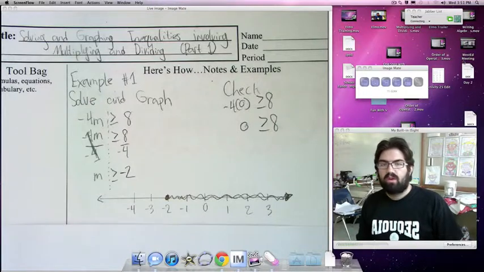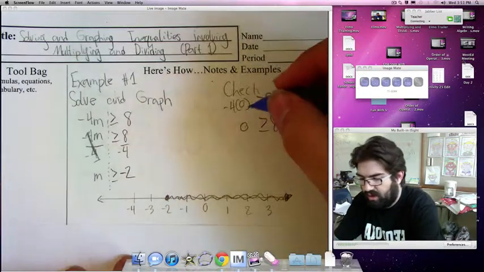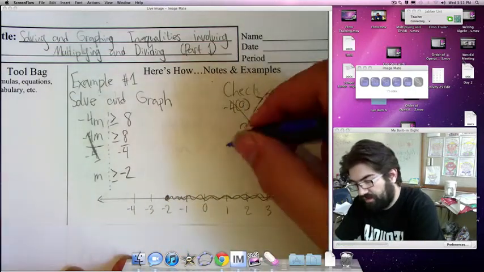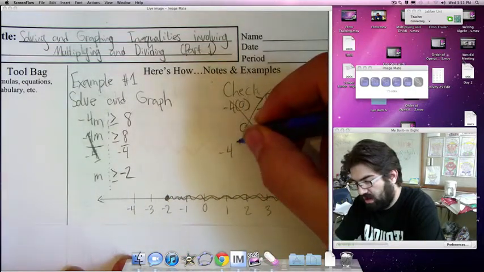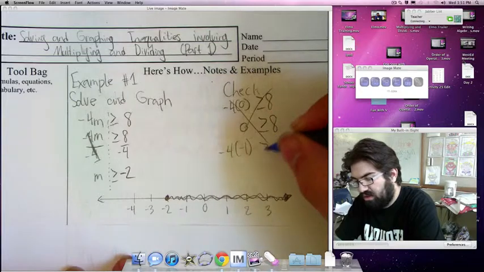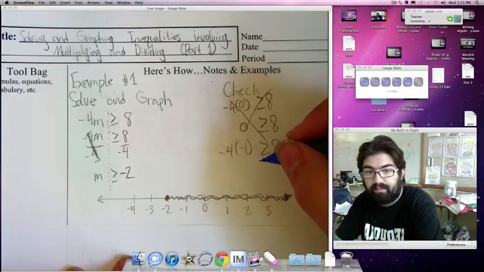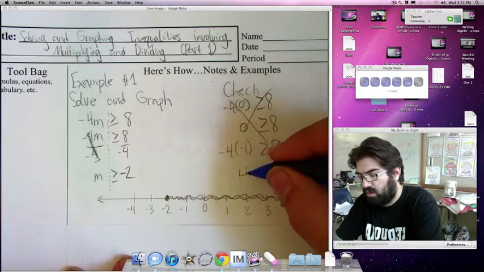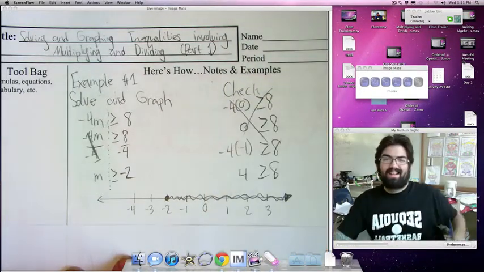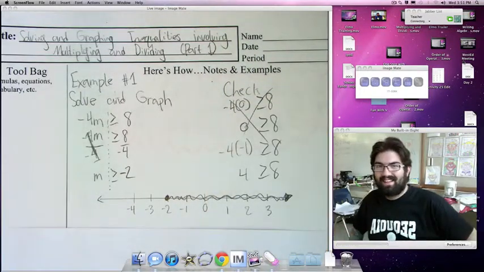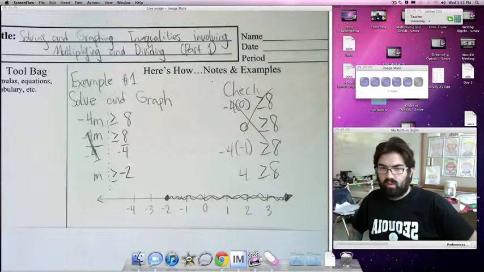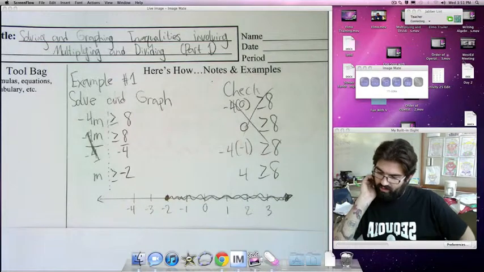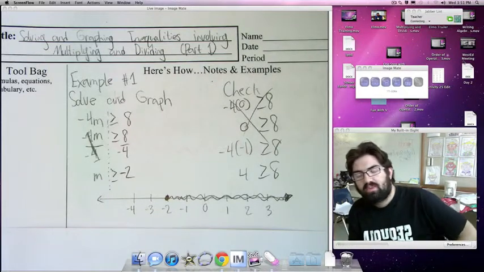Maybe I just chose a bad number. Why don't I try a different number? Let's try -1. -4 times -1. Is that bigger than or equal to 8? Negative times a negative is a positive. 4 times 1 is 4. So is 4 bigger than 8? No, it's not. So wait, something's not right.